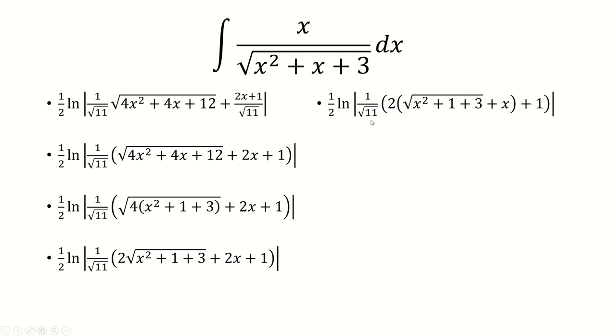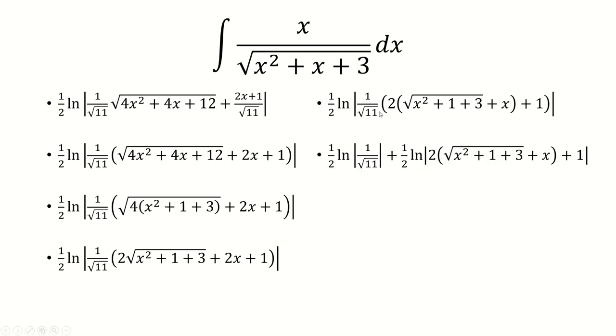And now we can use a log property where if you have ln of a times b, that's the same thing as ln of a plus ln of b. So you see the 1 over square root of 11 is multiplying this whole thing. The 1/2 ln of 1 over square root of 11 is just a constant, so we'll just say that's c. And then we have the 1/2 ln of this.